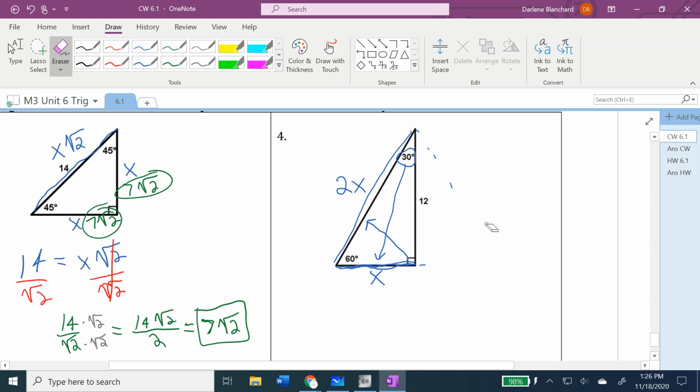And then the side across from 60 is x times the square root of 3. So if you do this, then you can look at the side that is length 12, and you can write an equation: 12 equals x times the square root of 3. Then divide by root 3.